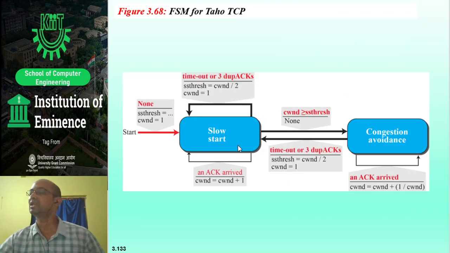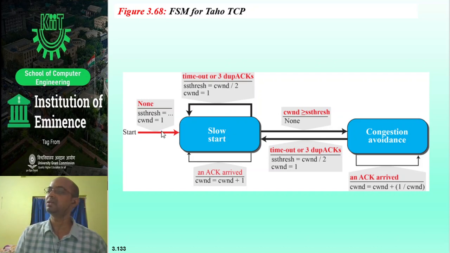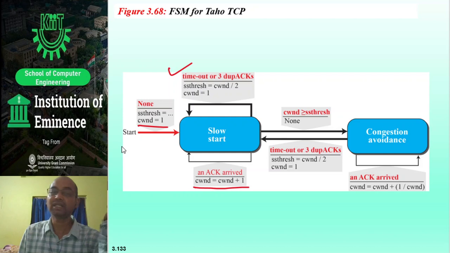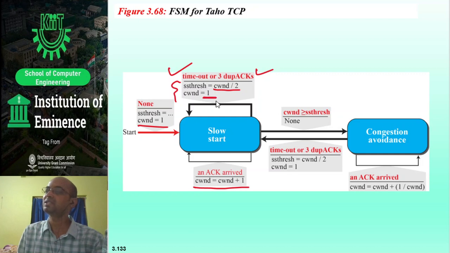Now coming to the states, in slow start, what events can occur? Initially, CWND starts by setting the value to 1 MSS, maximum segment size, and the SS threshold is initially some value. Then slow start proceeds on receiving acknowledgements: CWND becomes CWND plus 1. It is 1, then plus 1 gives 2, then plus 2 gives 4, and so on. Then an event occurs: either a timeout, meaning I am unable to get any acknowledgement, or I receive 3 duplicate acknowledgements. In these two conditions, I have to change the values. My threshold will be CWND by 2. Half of the present value of CWND will be assigned to the SS threshold, and I will reset my CWND to 1.